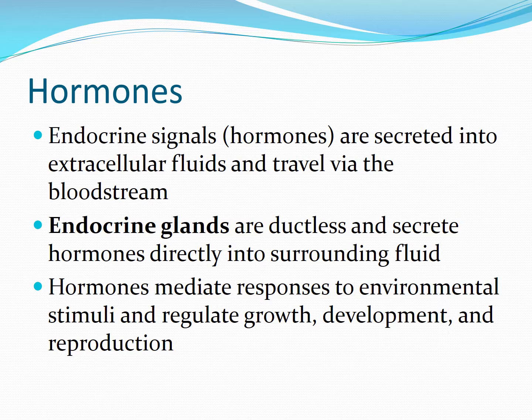So hormones are just endocrine signals, and they're secreted into the extracellular fluid, and then they travel within the bloodstream. Usually any gland that releases these hormones is ductless, so there's not really a path that takes it down there. It just secretes it directly into the surrounding fluid. It goes through exocytosis, which releases it into interstitial fluid, and then interstitial fluid will allow it to get into the bloodstream. And hormones usually help with environmental stimuli, regulating growth, development, and of course reproduction.